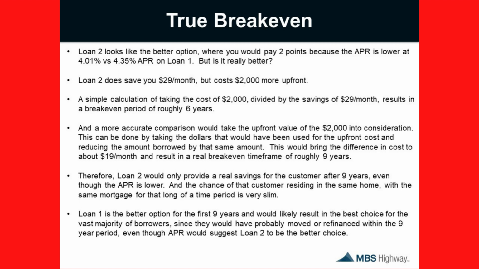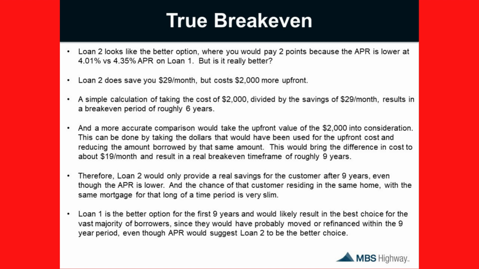Now, the chance of you being in that home for 9 or more years may be relatively possible, but being in that same mortgage for that same period of time is very slim. Most mortgages typically are paid off, refinanced, or the home is sold within a period of 7 to 8, maybe 9 years. So before it even starts saving you money, you probably aren't in that loan anymore. So loan 1 at the higher rate is actually a better option for 9 years before you start receiving any benefit of buying down that interest rate.